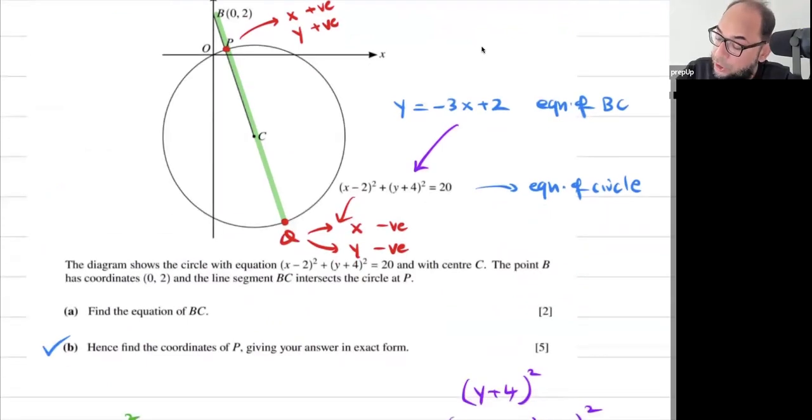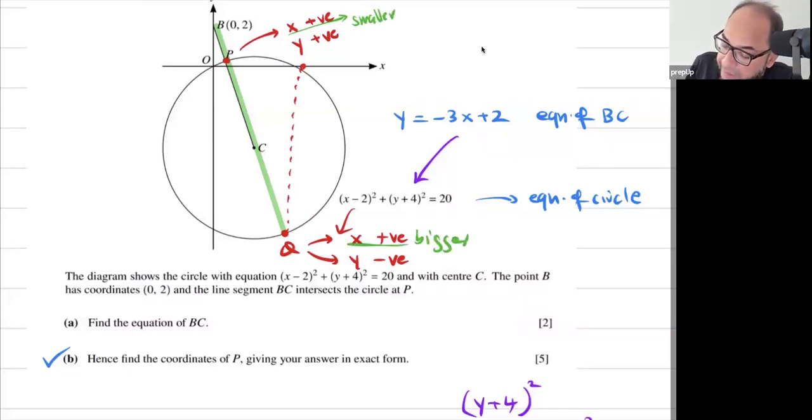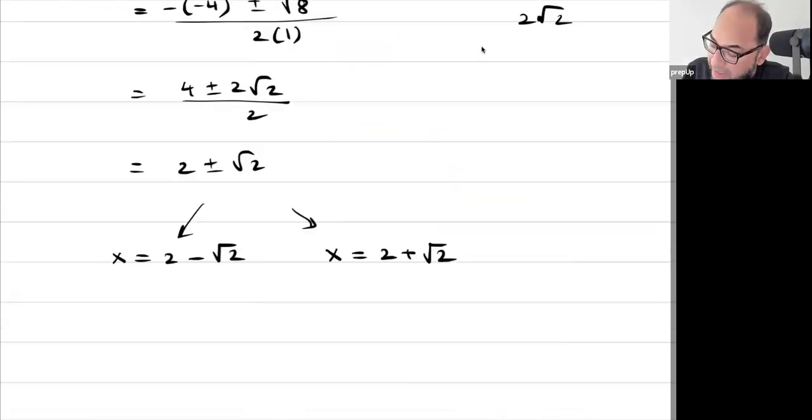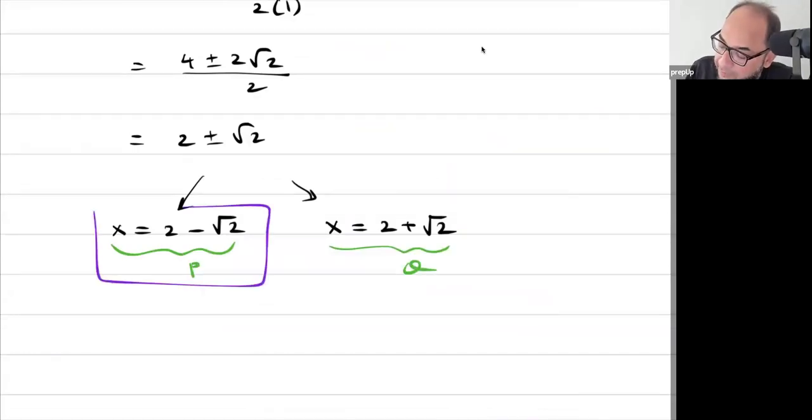Now over here, Q, x is still positive because x is this one. That is this. So x is positive, but this one is smaller and this x is bigger. So x coordinate of P is smaller than x coordinate of Q. Therefore, this is for P, this is for the other one Q. I'm simply interested in P.